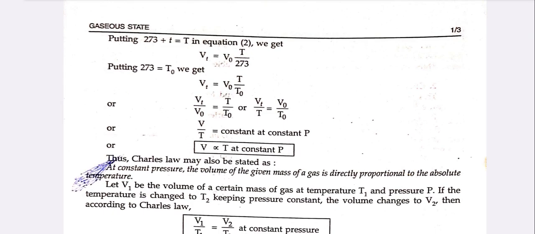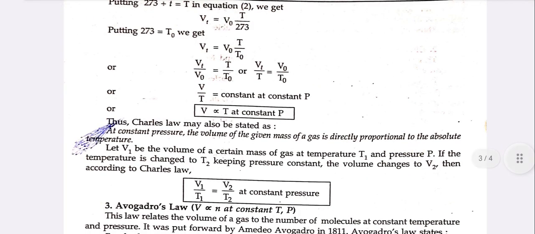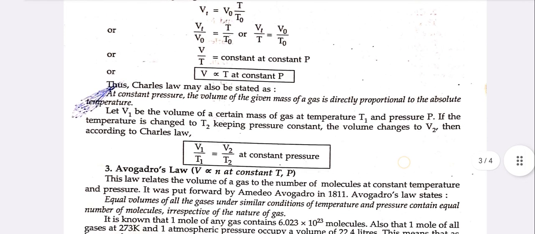Vt/V0 = T/T0, or Vt/T = V0/T0, or V/T = constant at constant pressure. So, V is directly proportional to T at constant pressure. Thus, Charles' law may also be stated as: at constant pressure, the volume of a given mass of a gas is directly proportional to the absolute temperature.